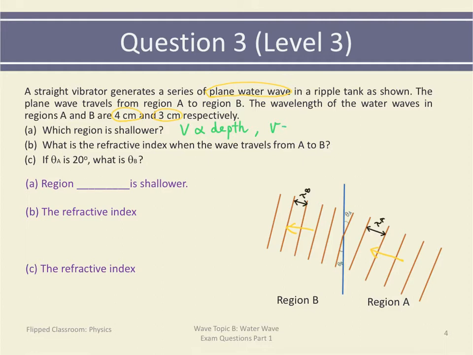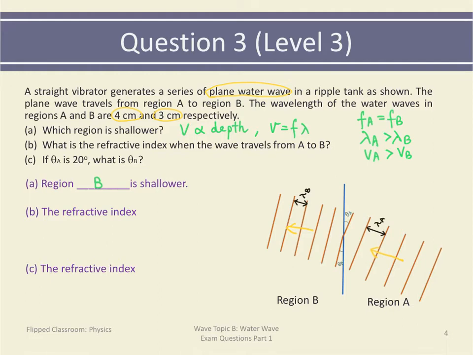And the speed is also equal to f times lambda. In both regions, they are traveling at the same frequency. So f_A equals f_B. But in A, the wavelength is longer. So that means A has a greater speed than B. So in region B, it travels slower, so region B is shallower.